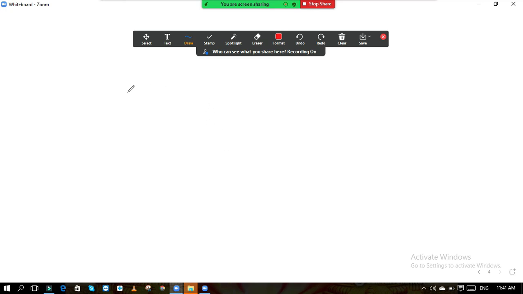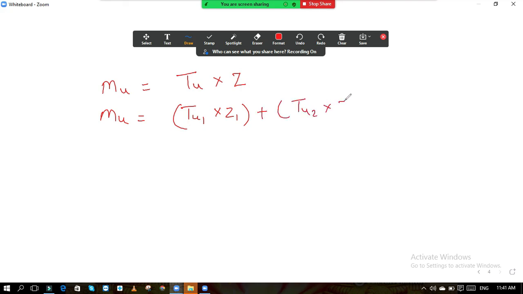So now here we can write the formula. Mu is equal to, what will be our formula if it is under reinforced? So Mu is equal to Tu into Z. This is our formula for under reinforced sections. You can refer to the singly reinforced section. When the section is under reinforced, we use Tu into Z. But this is our doubly reinforced section. So Mu will be, this Tu is nothing but Tu1 into Z1 plus Tu2 into Z2.